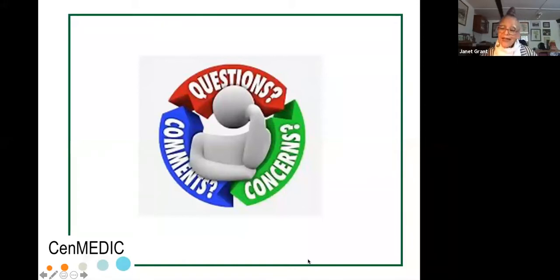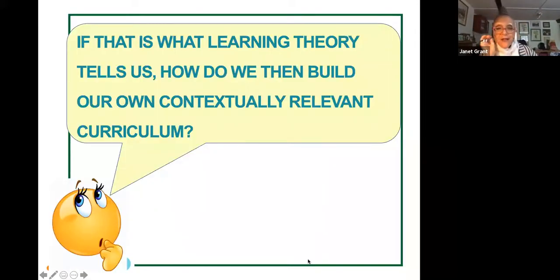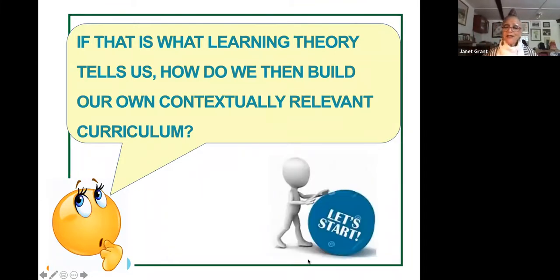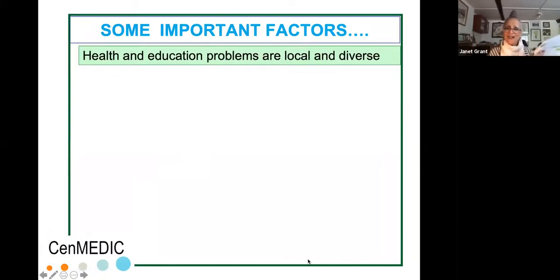So let's continue. That's what learning theory tells us, and that's the sort of curriculum design that learning theory tells us we should have. Teach them structure, teach them robust knowledge, let them use it, contextualize it. That'll be wonderful. Then how do we build our own contextually relevant curriculum, which is what you're all asking.